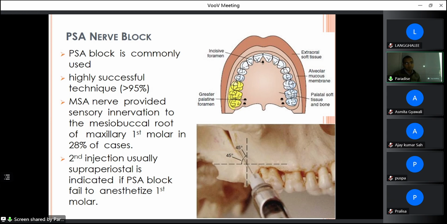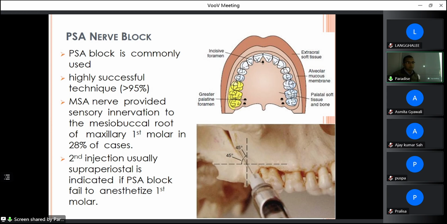You have to inject through the buccal vestibule with respect to the second molar tooth. The angulation should be posterior, medial, and superior. It should make an angle of 45 degrees with the x-axis, y-axis, and z-axis. The depth of penetration should be 16 mm. The most common complication associated with PSA nerve block is rupture of the pterygoid venous plexus, which will lead to formation of hematoma.